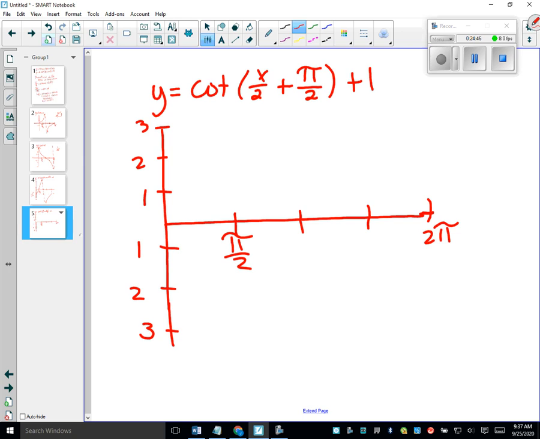Okay, so where's my asymptote? Pi. Right here. Okay? I've got a problem, guys. Because if I plot, I only have 1 point here to plot. So I have to be really careful. I've got to make sure I plot 0, don't I? What's 0?